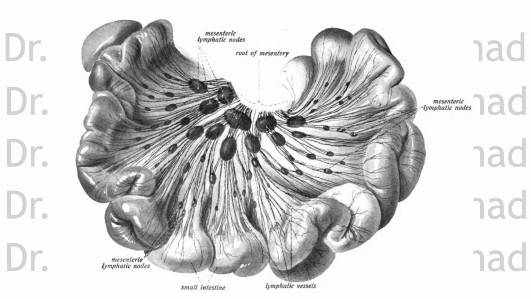Now, for the last thing, I displayed this just to show you the mesenteric lymph nodes scattered all over the mesentery to drain the small intestine, and eventually to the superior mesenteric lymph nodes, part of the pre-aortic lymph nodes, and then to the celiac lymph nodes, then to the cisterna chyli and the thoracic duct.